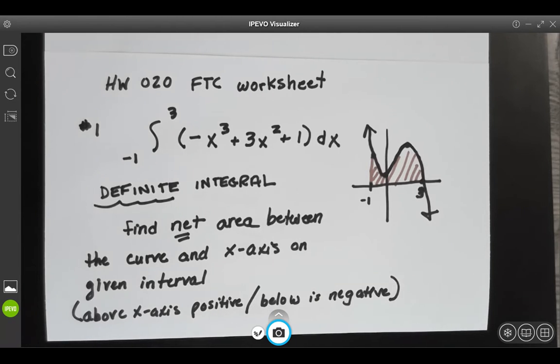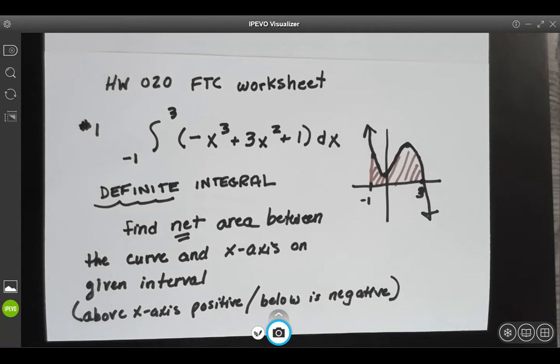But now, since we know the equation of the curve, we can do better. If you don't know the equation of the curve, then you have to do an estimation, some type of Riemann sum estimate. But if you know the equation, the fundamental theorem of calculus is going to allow us to find the exact area.